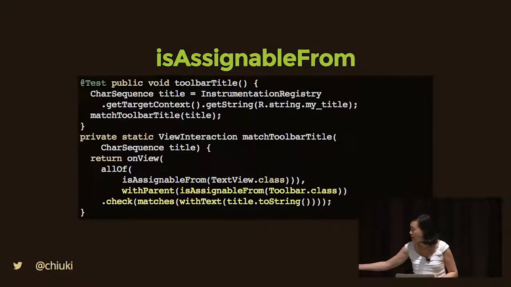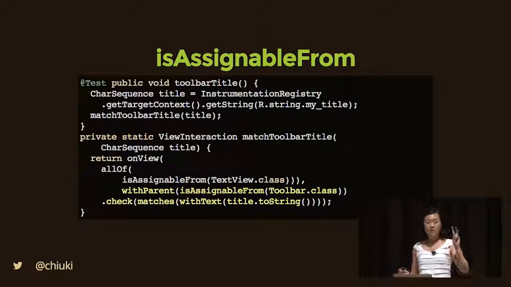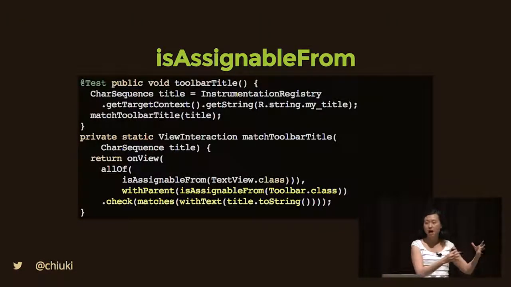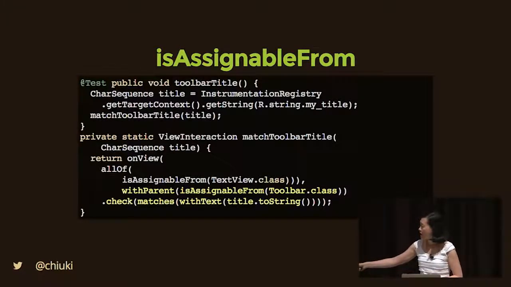And then, because we have an allOf, we have to satisfy two conditions. The first condition is the view itself is a text view. The second condition is that that view also has a parent that is of type toolbar. So we are trying to translate what we see in hierarchy viewer into the matchers. So with all that, we will find that particular text view, and then we can go ahead and do the withText match so that we can verify that the toolbar is displaying what we expect it to display.